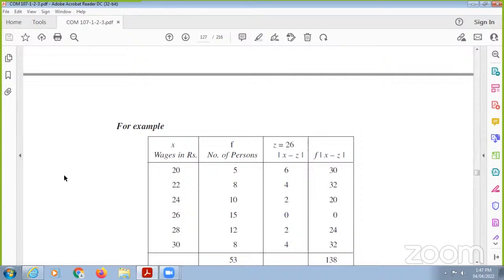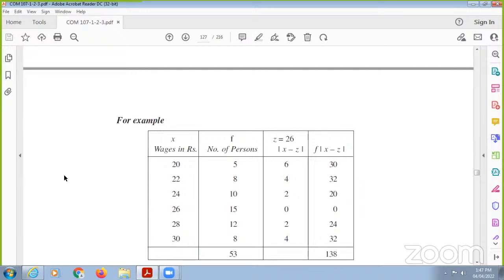Now in the third column, you will find that z is equal to 26, x minus z. Here 26 minus 20, 6, 26 minus 22, 4, 26 minus 24, 2, 26 minus 26, 0, 28 minus 26, 2, and 30 minus 26, 4. In the last column, you will have to multiply the second column and the third column.